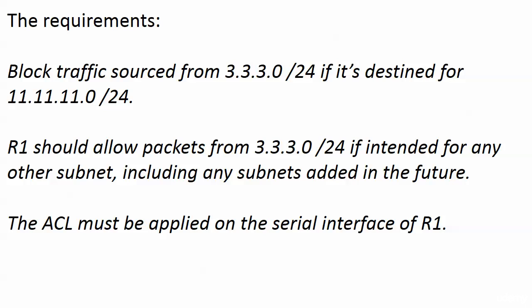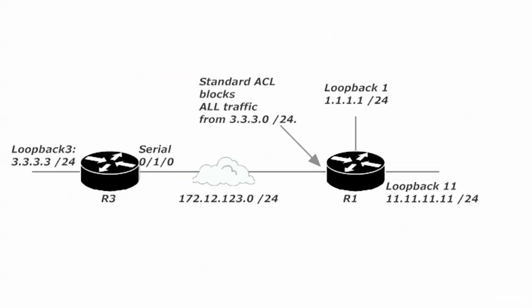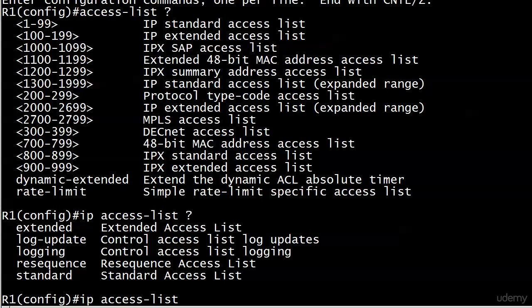So the requirements didn't say anything about standard or extended. And in the previous labs, we tried a standard first, but we quickly realized that if you put that on incoming packets coming into router 1, it's going to block all traffic from network 3, because a standard ACL blocks only on, or matches only on, source IP addresses. And the same is true of the named lists. The rules do not change for standard and extended lists.